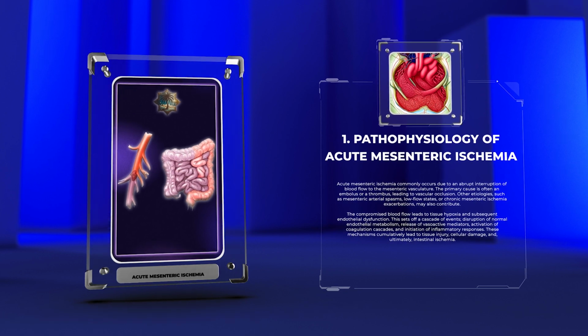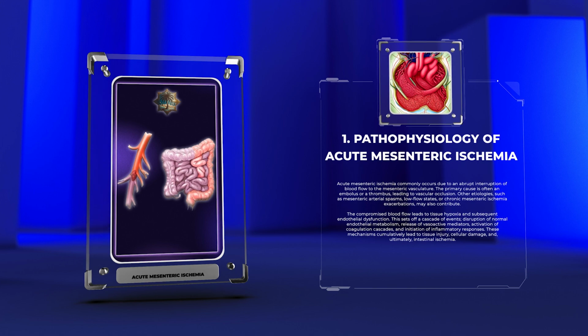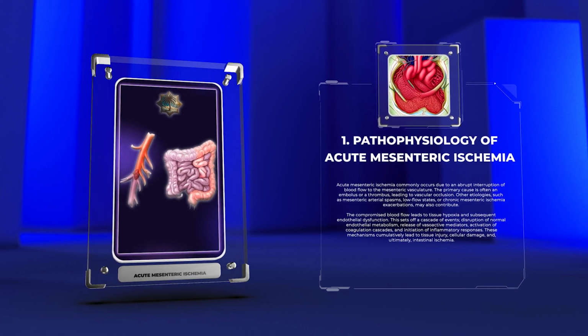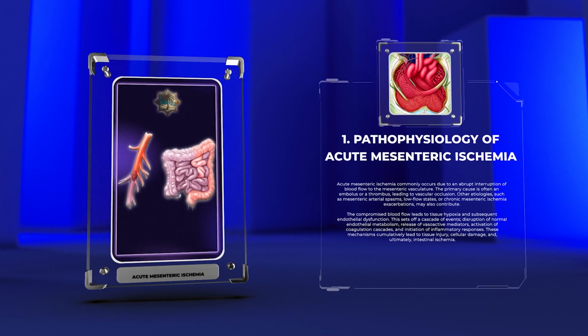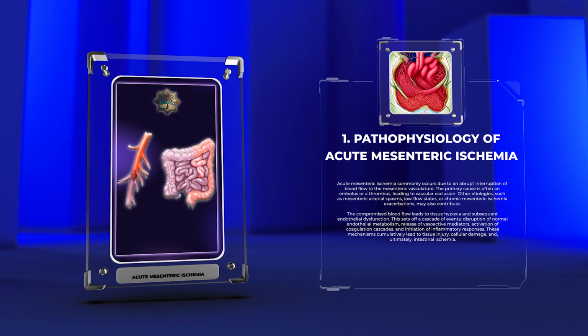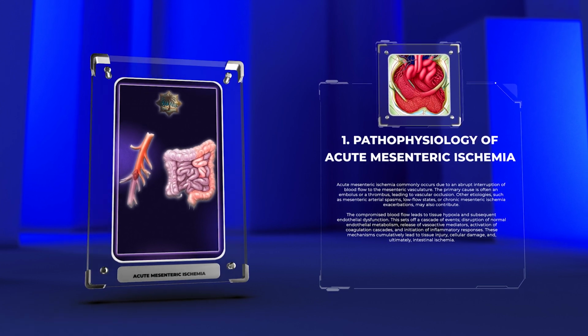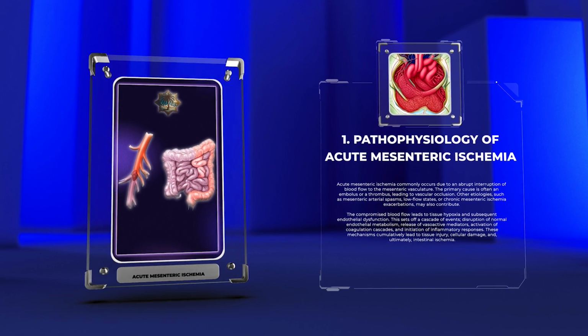The compromised blood flow leads to tissue hypoxia and subsequent endothelial dysfunction. This sets off a cascade of events: disruption of normal endothelial metabolism, release of vasoactive mediators, activation of coagulation cascades, and initiation of inflammatory responses. These mechanisms cumulatively lead to tissue injury, cellular damage, and, ultimately, intestinal ischemia.